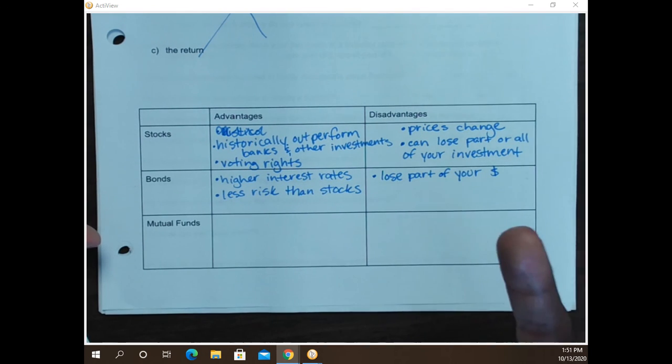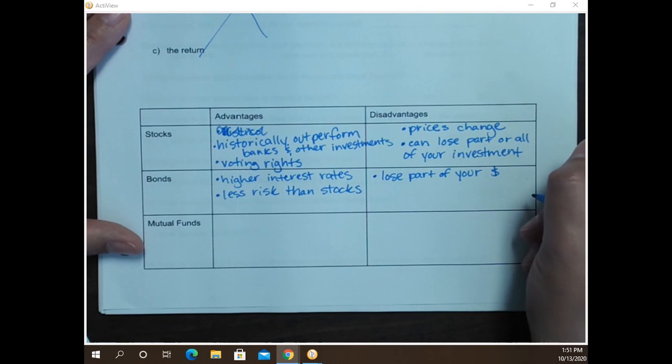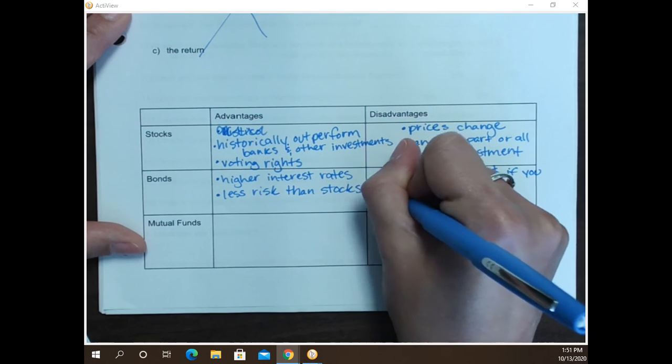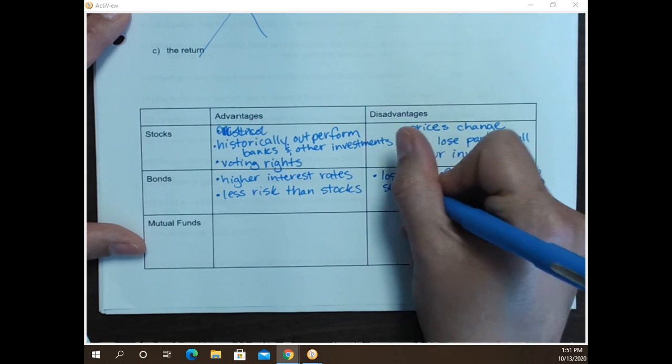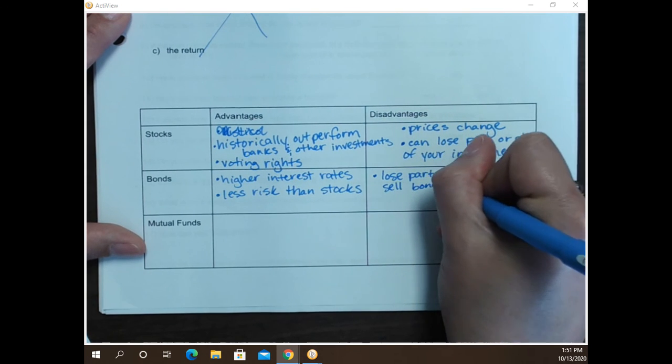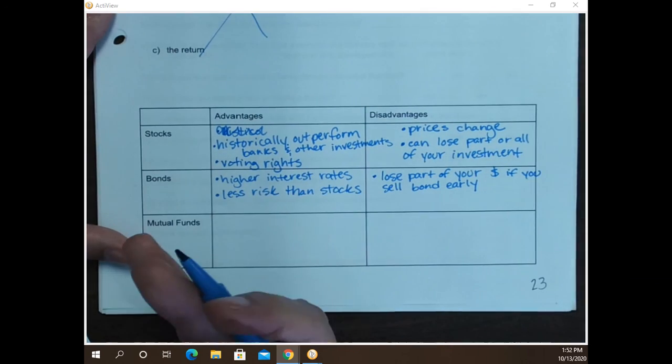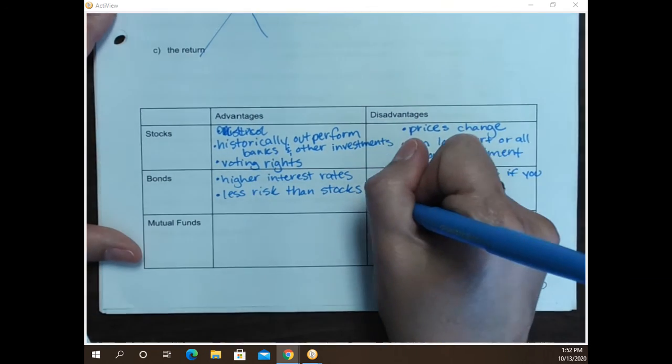So we talked about that maturity date. If your bond has a maturity date of 5 years, that means if you wait the full 5 years, you'll collect the full amount of your investment. But if you collect on that bond early, you're not going to get that full interest amount. It's part of your investment if you sell your bond early. So if you need your money more immediately, you're not going to get all the interest.